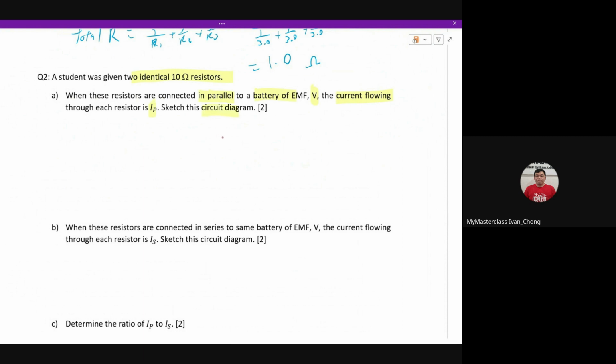So parallel, first thing, you have a battery. So battery I'll draw like this. It is a voltage of V. You have two resistors that are 10 ohms each, and the current flowing through them is IP. Same thing, you have 10 ohms over here as well. Close it. Just like that. All right?